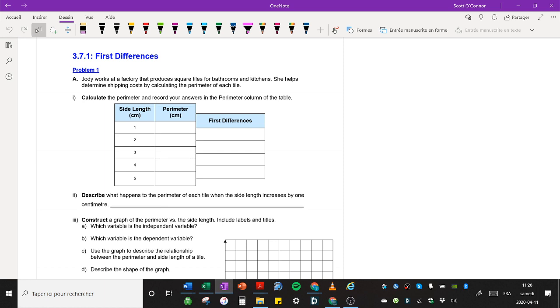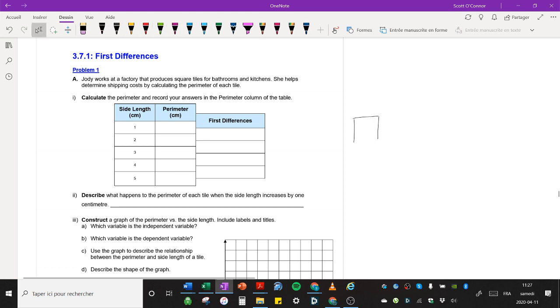and kitchens. She helps determine shipping costs by calculating the perimeter of each tile. Calculate the perimeter and record your answers in the perimeter column of the table. So the first table of values we're looking at here says side length in centimeters, 1, perimeter in centimeters. So what shape are we working with? We're working with a square.